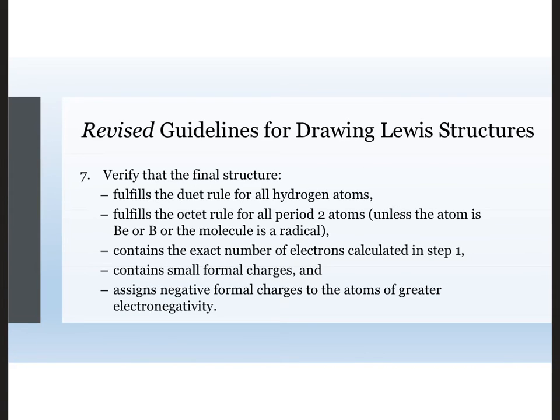Unfortunately, step 7 has a much longer list of items to check off now to make sure that we have the Lewis structure that most closely resembles the actual molecule or ion. We need to look out for exceptions to the octet rule, minimize formal charges, and ensure that negative formal charges are assigned to those atoms with greater electronegativity. Let's try out this new set of guidelines on an example.